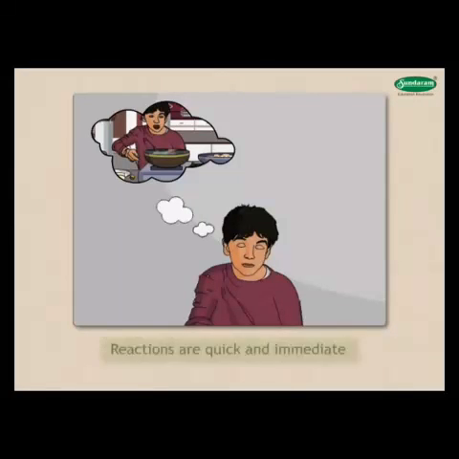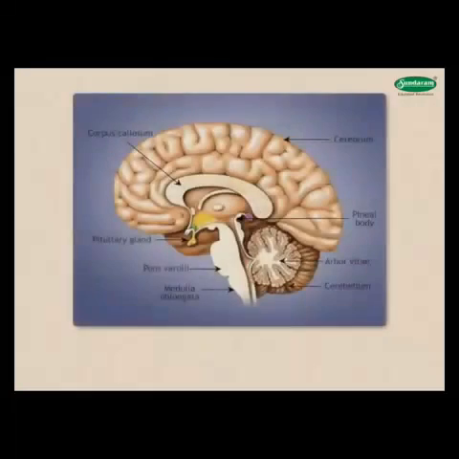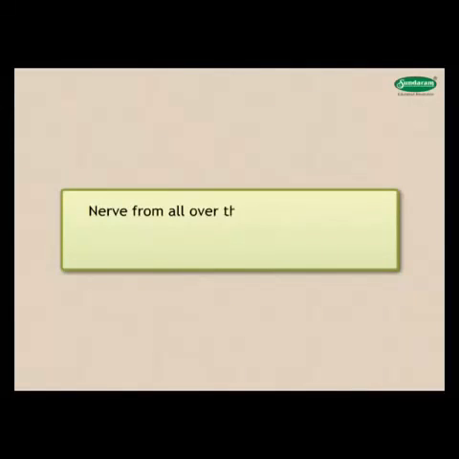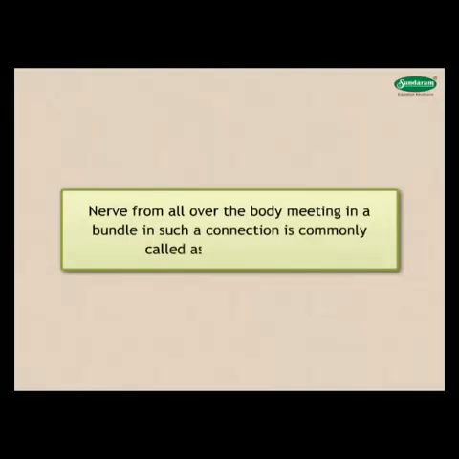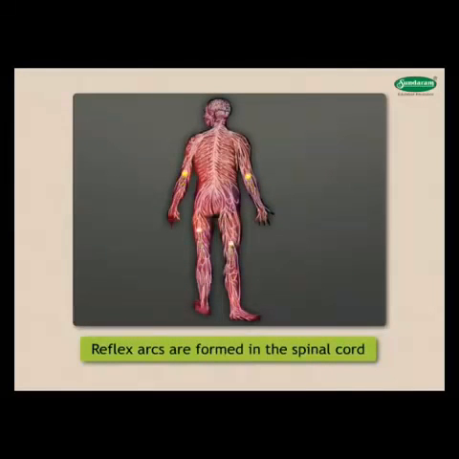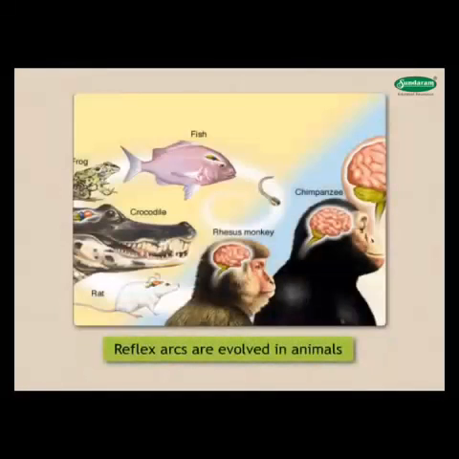But the responses to such reactions are quick and immediate. Rather than having to think about the sensation of pain, if the nerves that detect pain were to be connected to the nerves that bring about the movement of the muscle, the action might be completed quickly. Nerves from all over the body meeting in a bundle in such a connection is commonly called the spinal cord. Hence, reflex arcs are formed in the spinal cord, although the messages reach the brain.